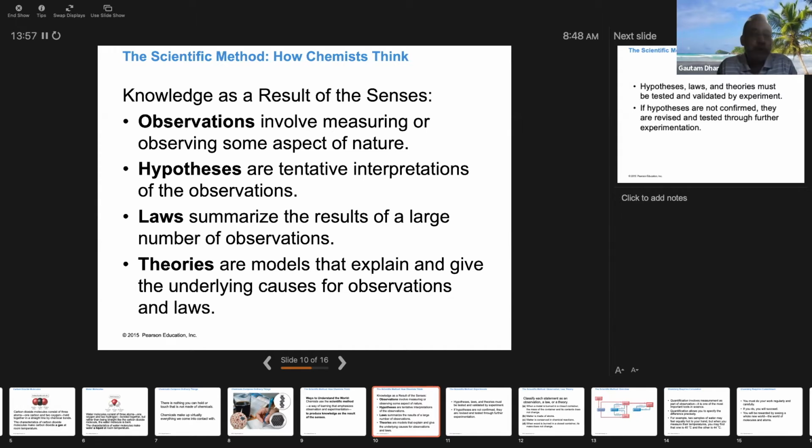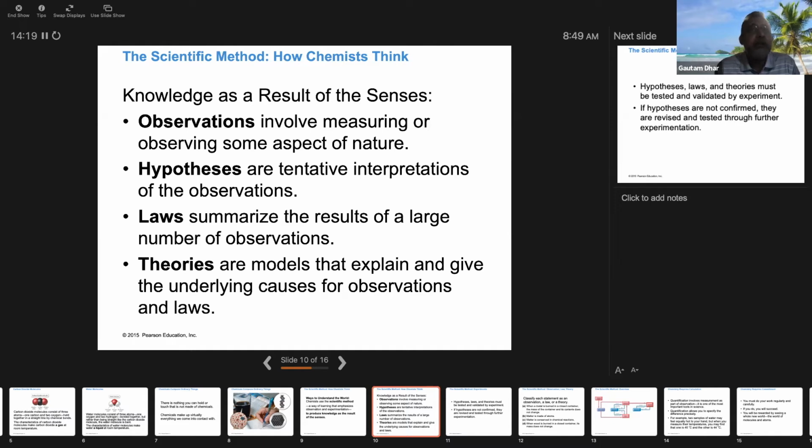Now after doing the observations, you make a hypothesis. So there are three things here: hypothesis, law, and theory. And you will get questions out of them. And the questions are very simple. What is a hypothesis? What is a law? What is a theory? And given an example, we have to say, is this a law? Is this a theory? So let's see what they are.